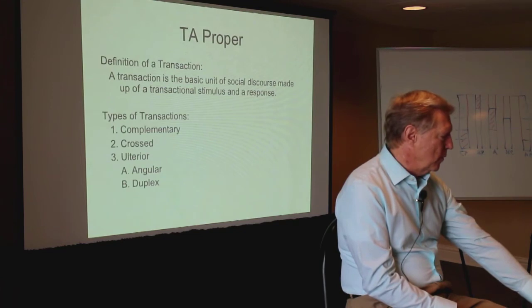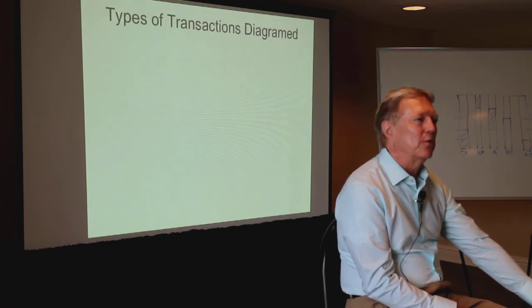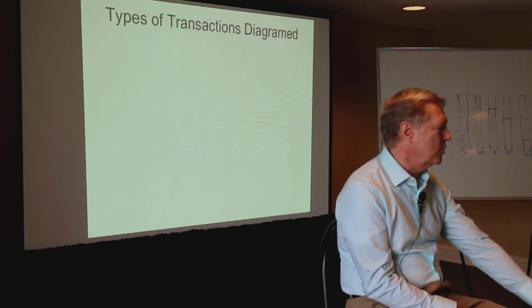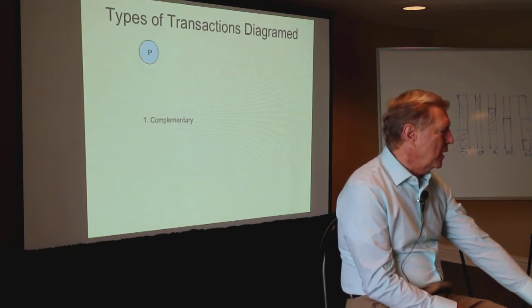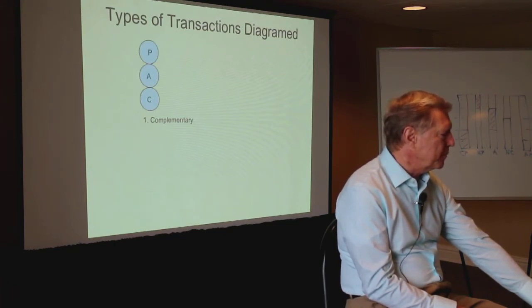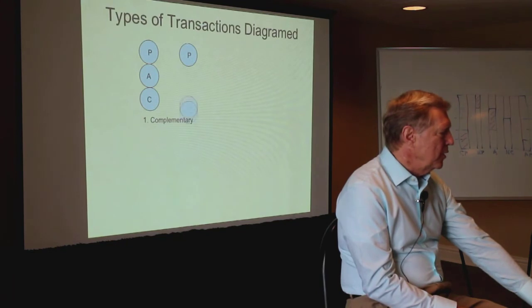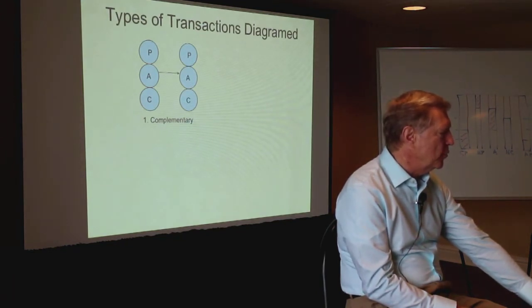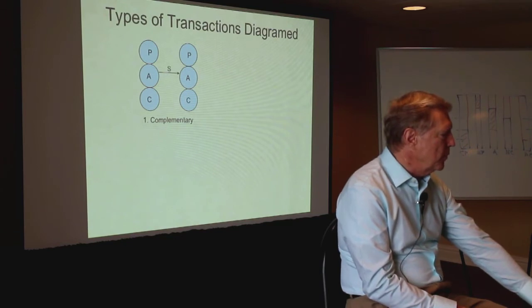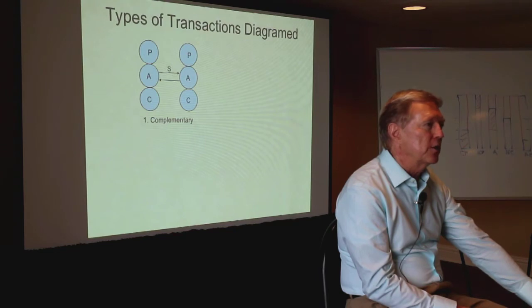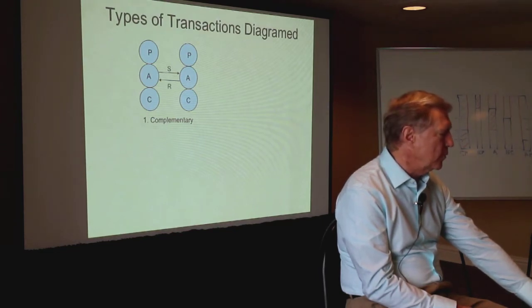And I'll just show you diagrams of these to see what the different ones look like. In a complementary transaction, the transactional vectors between the ego states will be parallel. The stimulus will be directed at a particular ego state, and that's the ego state that responds.